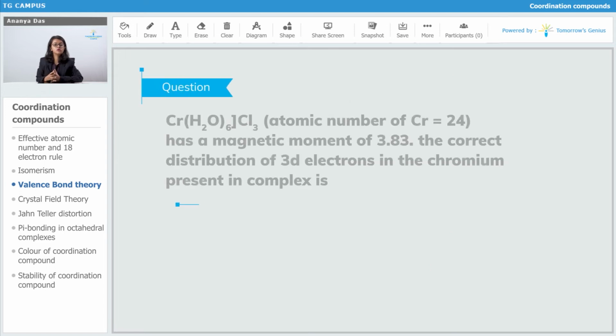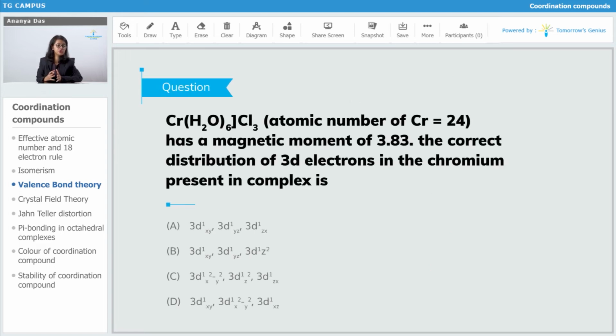Next we come on to this question. In this question it gives you the magnetic moment already and asks you what is the correct distribution of the 3d electrons. The magnetic moment of this complex is 3.83. From this we can determine the number of unpaired electrons present. That is, mu is equal to 3.83 is equal to under root of n into n plus 2.